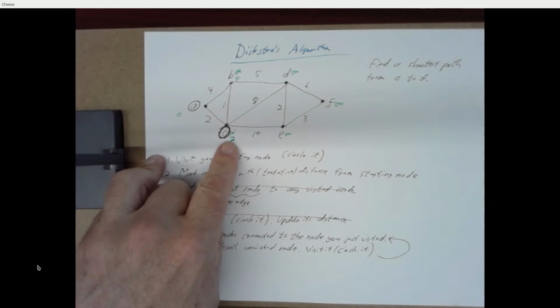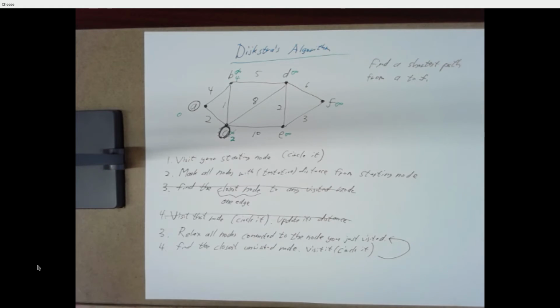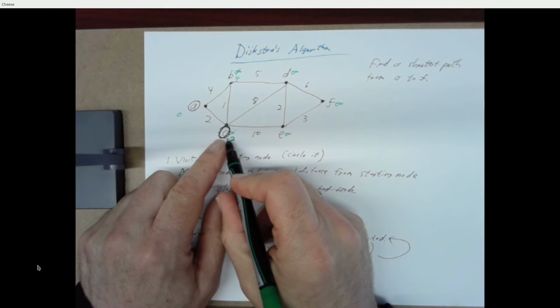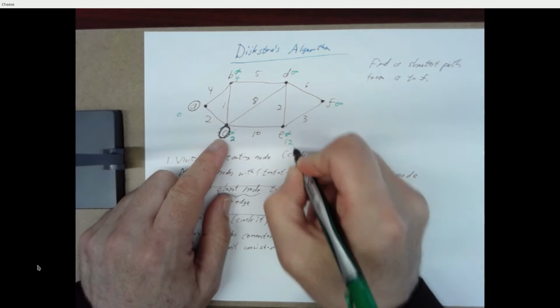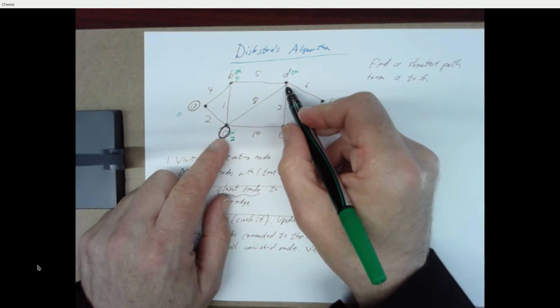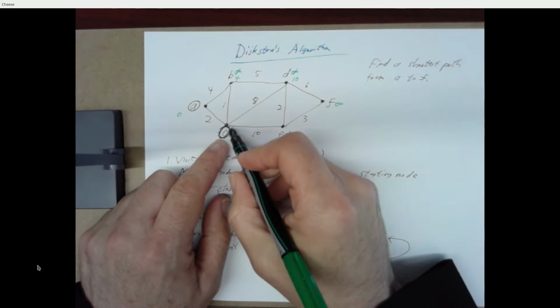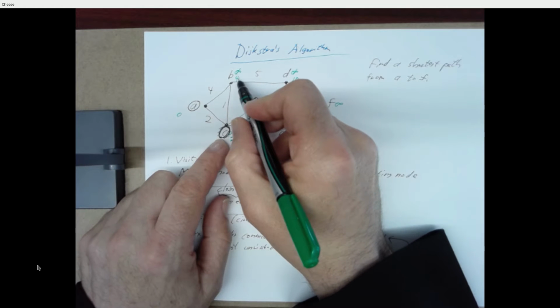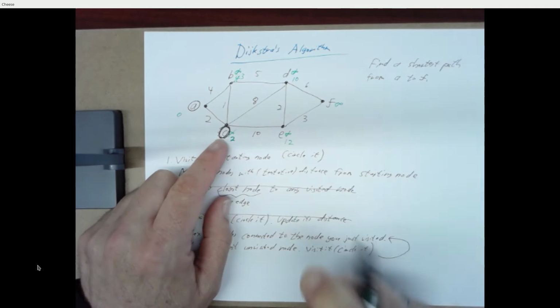Okay, so we visited the 2. We want to relax all the nodes connected to 2. Okay, how does this work? Well, we can get here in a distance of 2, and another 10 will get us to E. That means we can get to E in 12. That's better than infinity, so we relax that node. We can get to C in 2, and another 8 gets us to D. That's 10. That's also better than infinity. We relax that node. And 2 plus 1 means we can reach B in a distance of 3, which is better than 4. So we're going to relax that node.